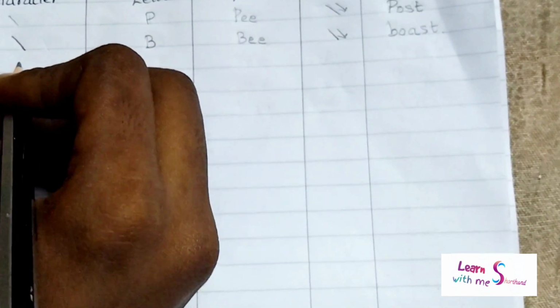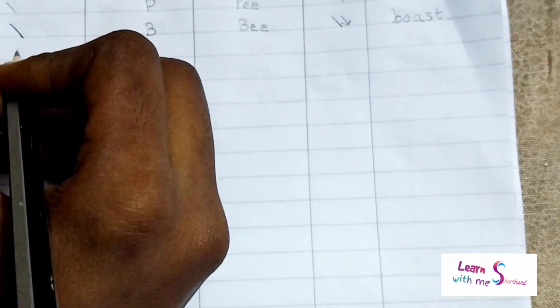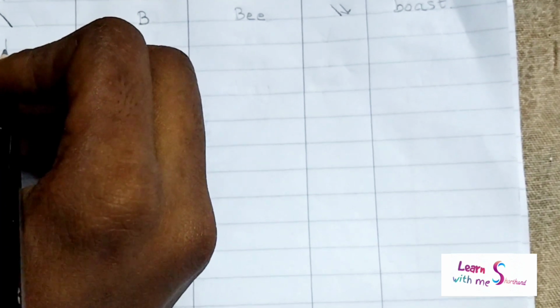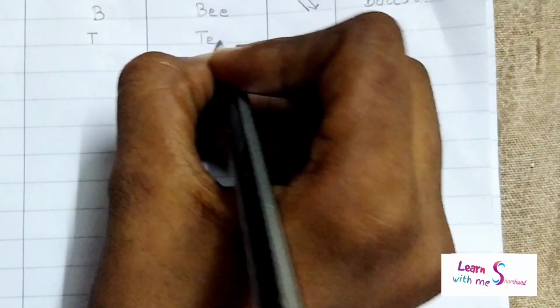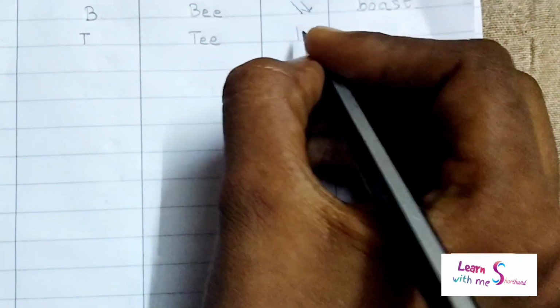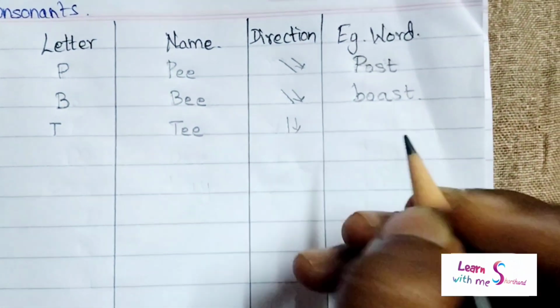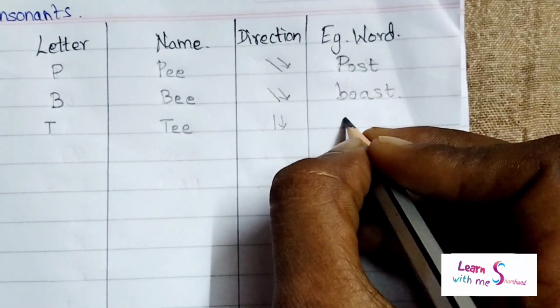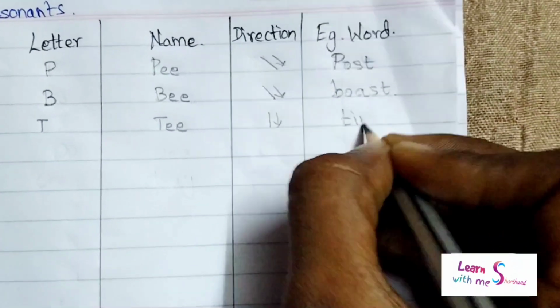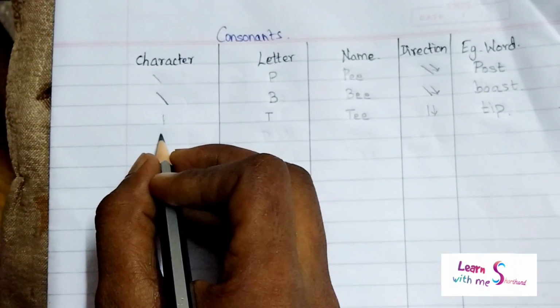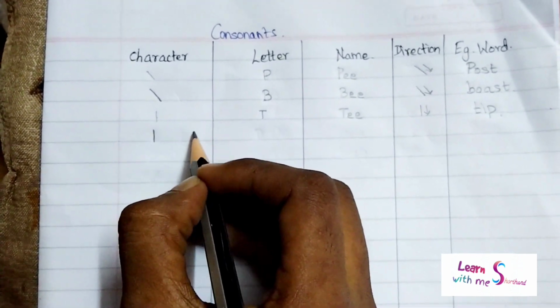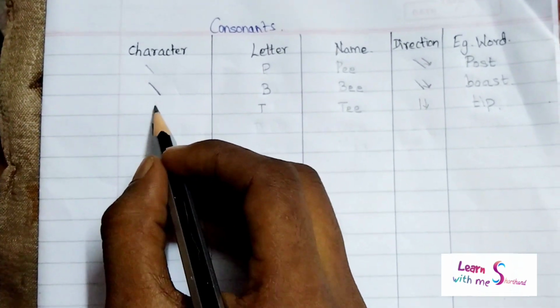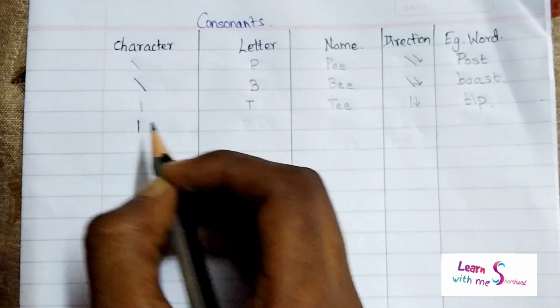Next stroke is T. T is a straight stroke, but it is a lighter stroke. We should pronounce it as T. The direction is straight from upward to downward. Example word for T is tip. Next stroke is D. T and D are also paired strokes. T is a lighter stroke and D is a darker stroke.